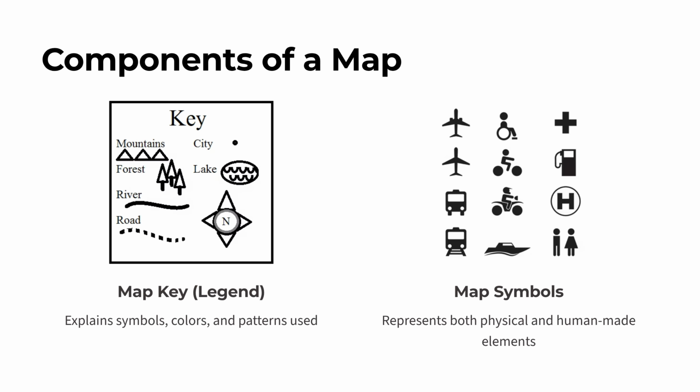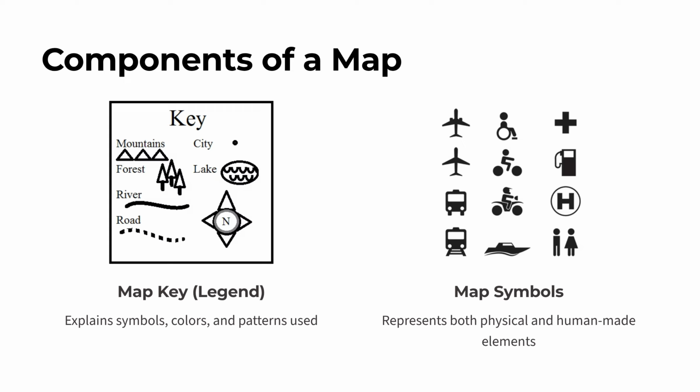Third, the map key, also called the legend. This is like the map's dictionary. It explains the symbols, colors, and patterns used on the map. For example, a blue line might mean a river, a red cross could mean a hospital, and a black line might show a road. The legend helps you understand what each of those symbols stands for.